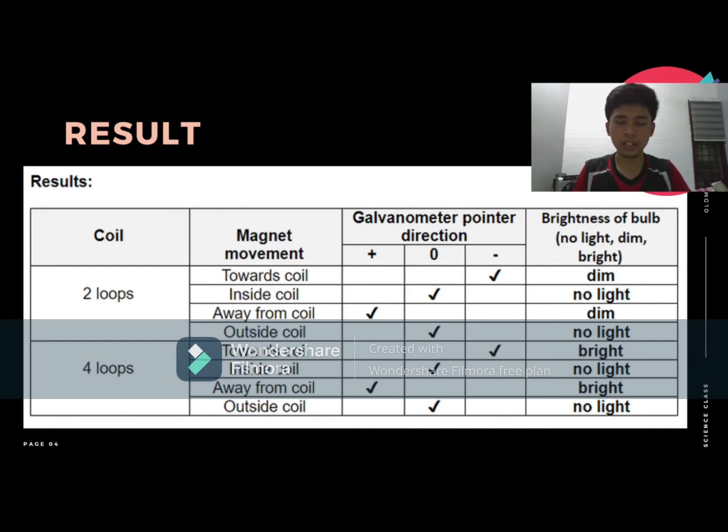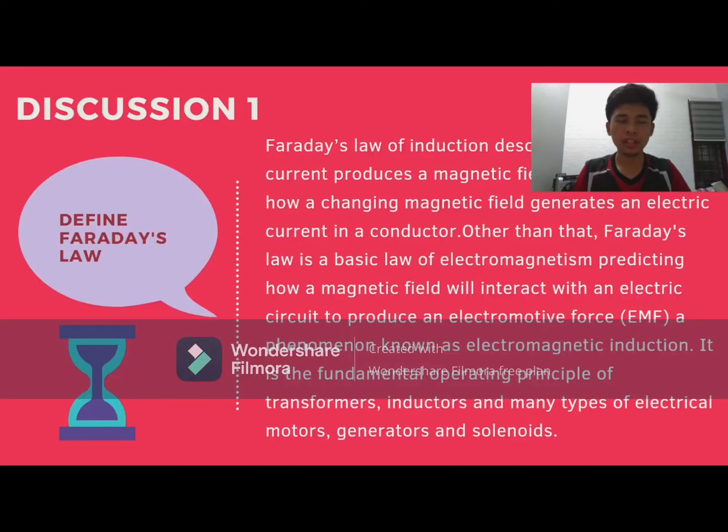Okay, let's go to discussion 1. The question is to define Faraday's law. From this answer we can see that Faraday's law of induction describes how an electric current produces a magnetic field, and conversely how a changing magnetic field generates an electric current in a conductor. Faraday's law is a basic law of electromagnetism, predicting how a magnetic field will interact with an electric circuit to produce an electromotive force, or EMF, a phenomenon known as electromagnetic induction. It is the fundamental operating principle of transformers, inductors, and many types of electrical motors, generators, and solenoids.